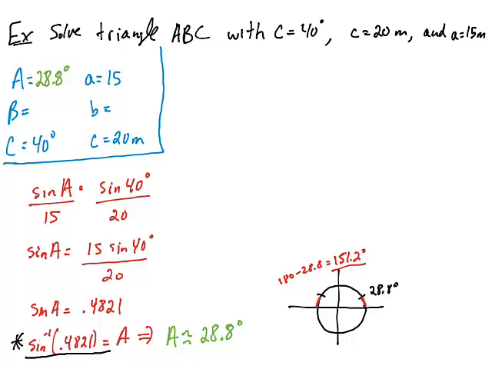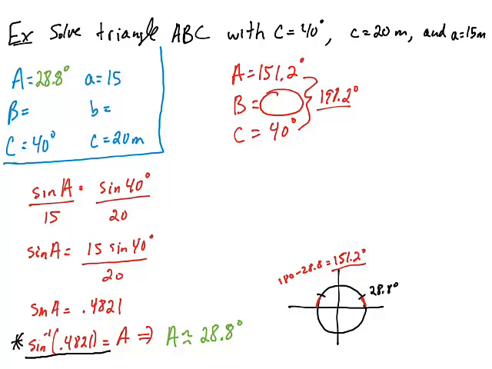Okay, now it would appear that, oh, we're going to have two triangles. But if I plug in 151.2, let's see, if A is equal to 151.2, and we already know the angle C is 40 degrees, well, if I add 151.2 and 40 degrees together, that's 191.2 degrees. What that tells us is there's nothing left here for angle B because 191.2 is over 180 degrees. So this tells us there's only one possible triangle.